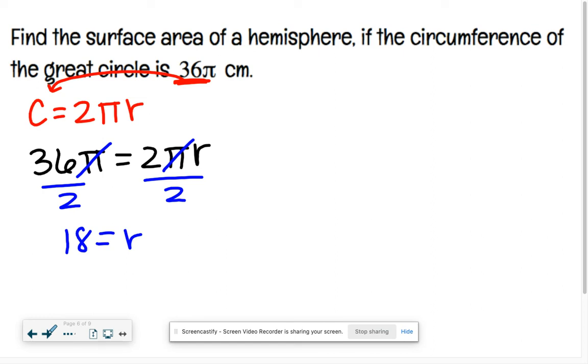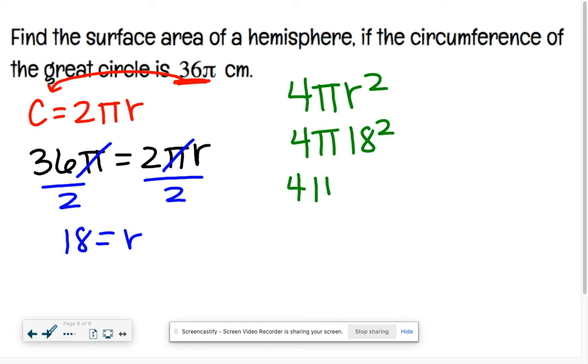And now it's a pretty easy problem because we just plug into our surface area for a sphere. So 4 pi r squared is our formula. And now we plug her in here, 4 pi 18 squared. Again, calculator work, you simplify as much as you need to. 18 squared is 324. Multiply by 4, you get 1,296 pi.